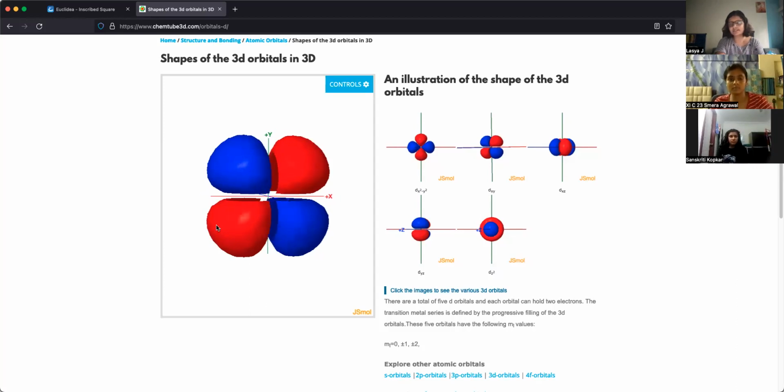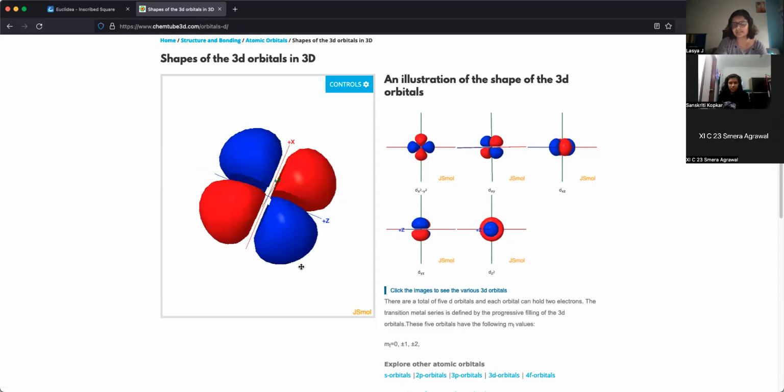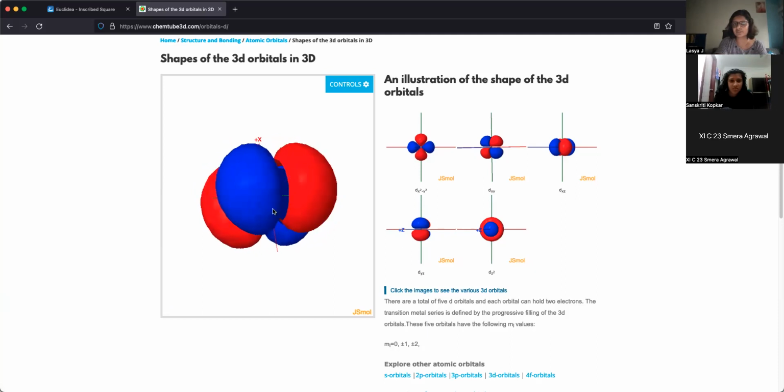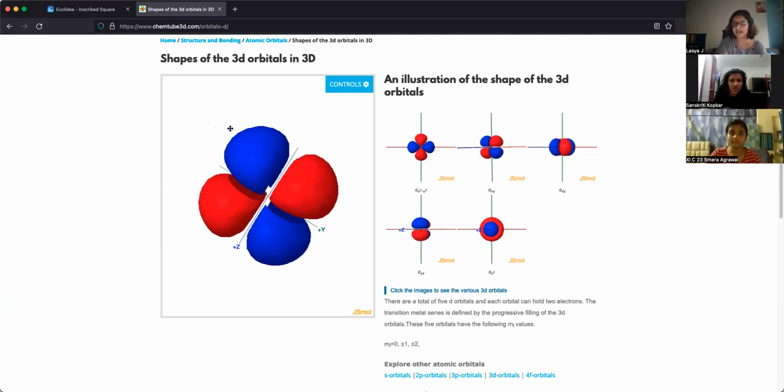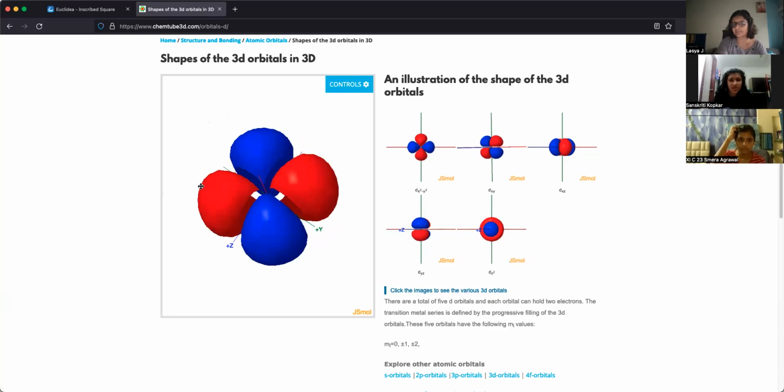Now dyz and dxz are also the exact same thing. The only difference is that they are located in between the different axes. So dxz is located between x and z axis, but essentially it's the same thing. And dyz also is the same thing. It's just located between the y and z axis. Like if you see, this is y axis, this is z axis. It's located in between them.